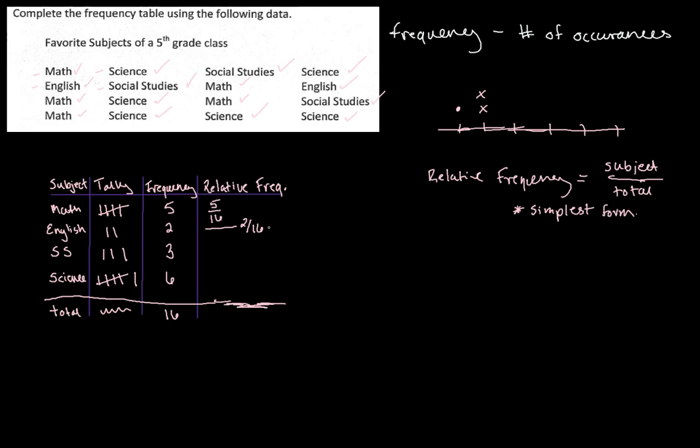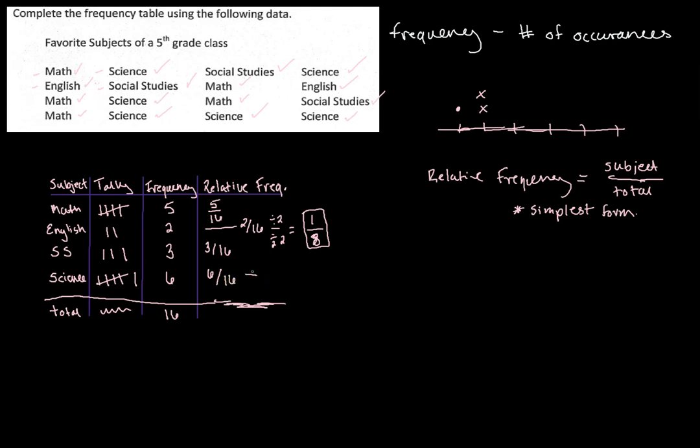But this is not a simplified fraction, right? We have 2 even numbers, so we can divide those both by 2. We'll divide the top and the bottom by 2. And that will end up with 1 on the top and 8 on the bottom. So our relative frequency for English is 1/8. Social studies was 3 out of 16. And because 16 and 3 don't share a common factor, we're good there. And then science, we had 6 people out of 16.